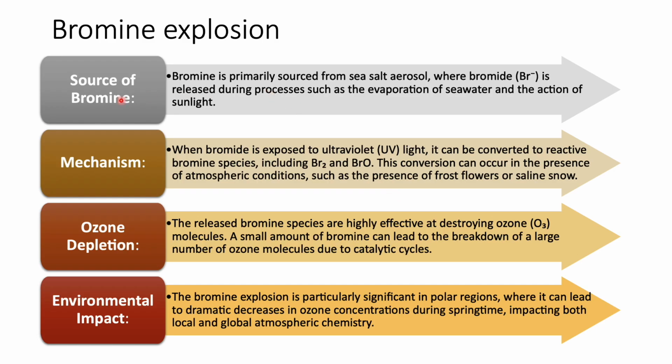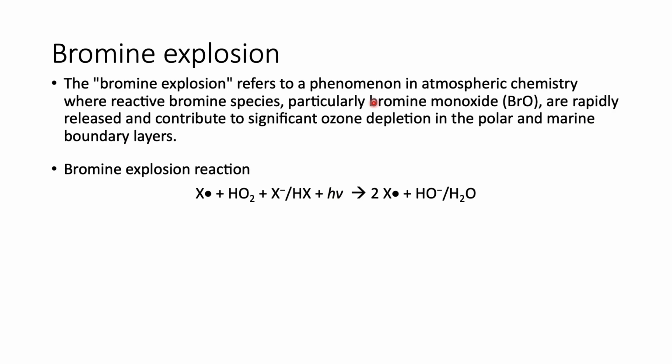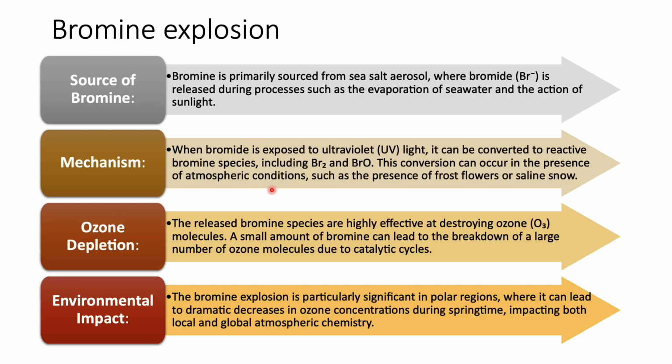So what is the source of this bromine explosion? The bromine is primarily from sea salt aerosols, where bromide is released during processes such as evaporation of seawater and the action of sunlight. So in this reaction we have an X minus. What is the source of this X minus? The source of X minus is given here: sea salt aerosol.